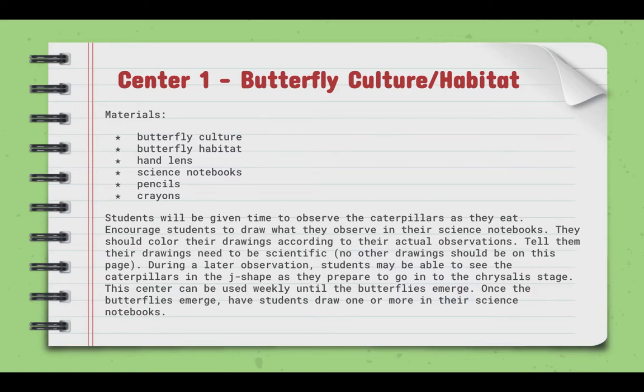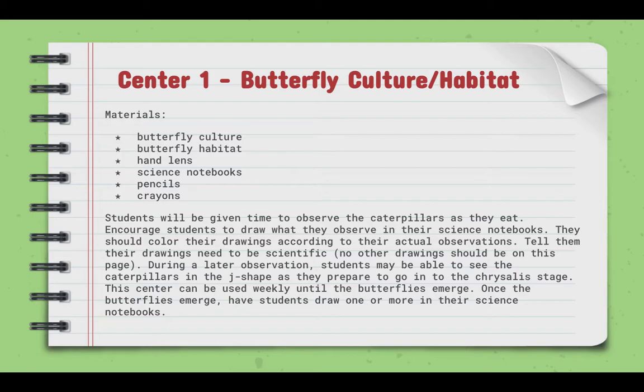So Center 1, the materials you'll need for this center are a butterfly culture, a butterfly habitat, a hand lens, science notebooks, pencils, and crayons. So when the students are at this center, they will be given time to observe the caterpillars as they eat. Encourage the students to draw what they observe in their science notebooks. They should color their drawings according to their actual observations. Tell them their drawings need to be scientific. No other drawing should be on this page.